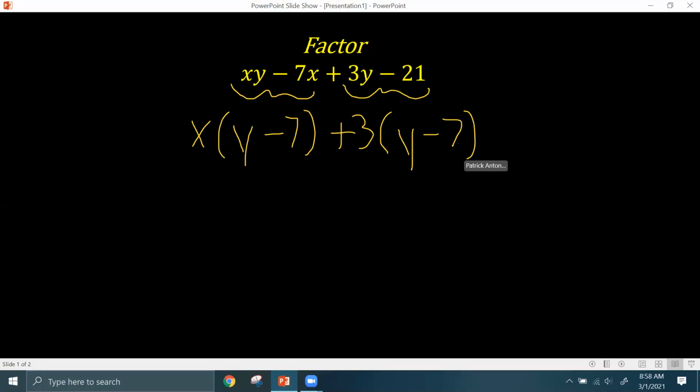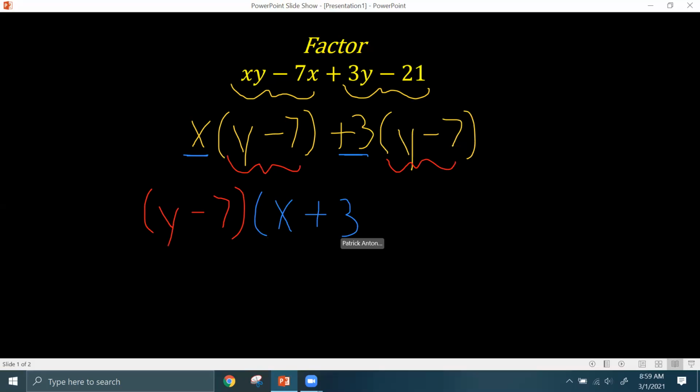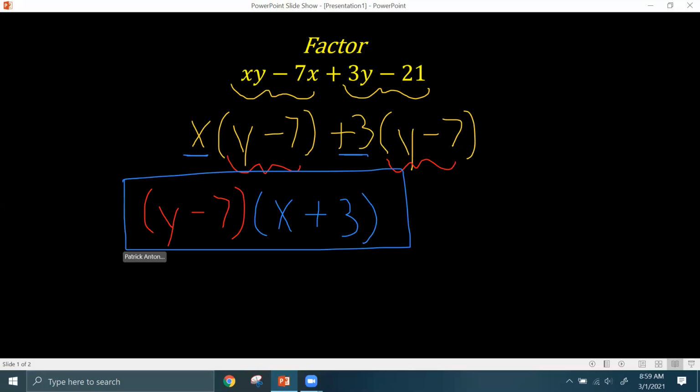Now, if factor by grouping is going to work, when you group the two terms together and factor out the GCF of each one, what's left in each set of parentheses should match. So notice I have a y minus 7 in both sets. So what you can actually do is factor out the y minus 7. So y minus 7. And then what you would have left would be an x and a plus 3, and that becomes your other factor, your other set of parentheses. And this, ladies and gentlemen, is our answer.